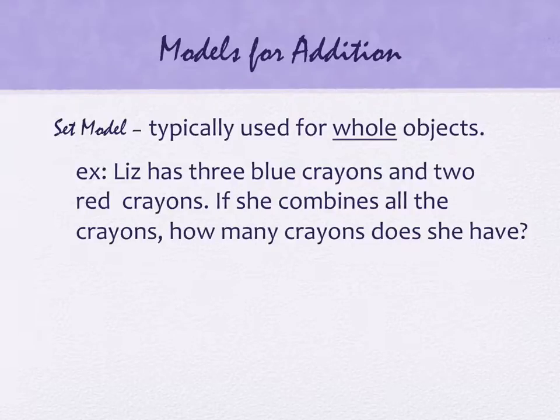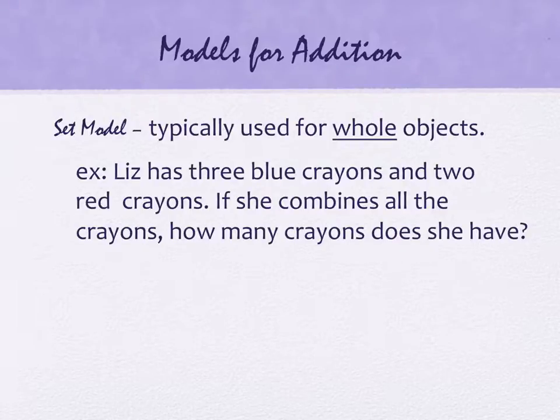We're going to talk about 2 models for addition, okay? One model for addition is called the set model, and the set model is typically used for whole objects. This is an example. Liz has 3 blue crayons and 2 red crayons. If she combines all the crayons, how many crayons does she have? So we can actually draw a picture for this. I mean, that would be one way to do this, would be a concrete picture. And I have colors, so I can even draw them in colors, right?